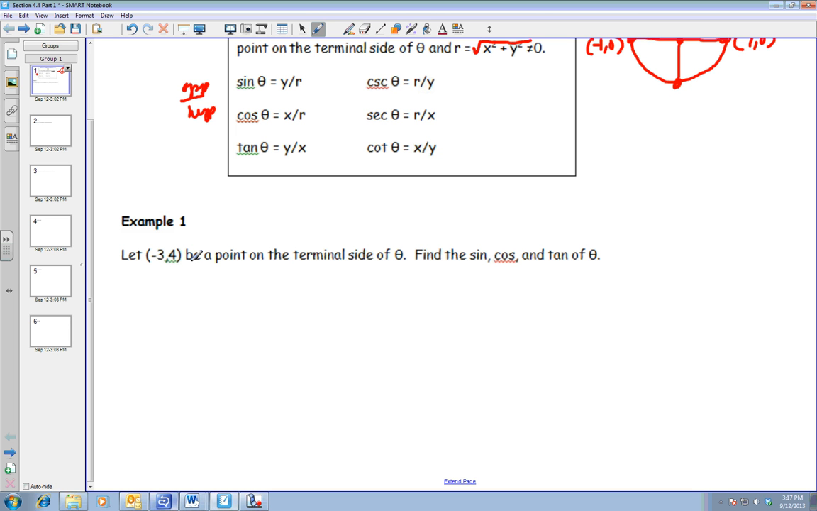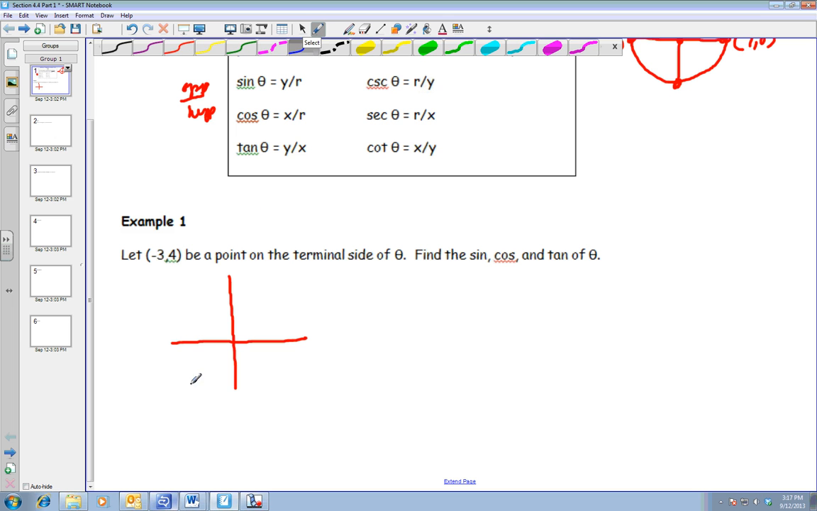So here's example 1. It says let the point -3, 4 be a point on the terminal side of theta. Find the sine, cosine, and tangent of theta. So what they want us to do is draw our triangle where the terminal side lies on the point -3, 4. So you know what I do? I always just plot that point. So I'm going to plot the point -3, 4.